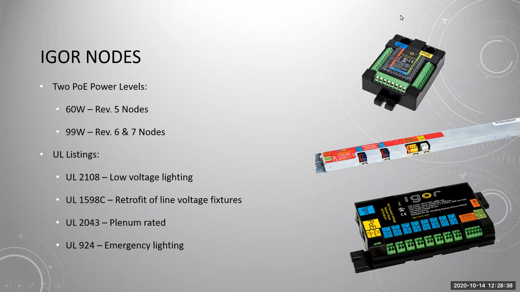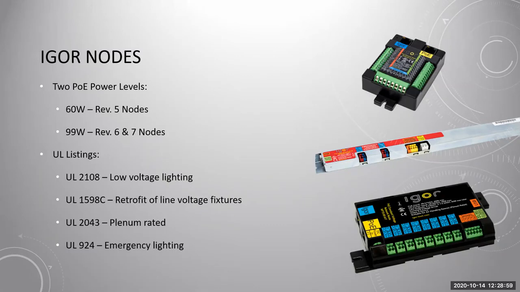And you can see how the middle one there has the red label on it, and so that indicates that it is an emergency lighting UL 924 listed node. And one quick thing I want to mention about the UL listings we've got on our nodes, we've designed them to be as flexible as possible as far as installation goes.